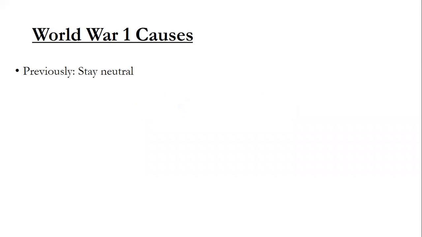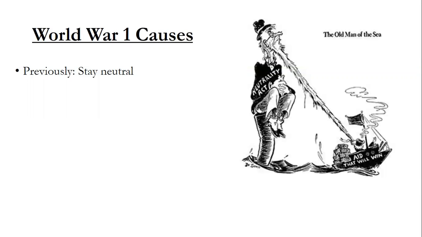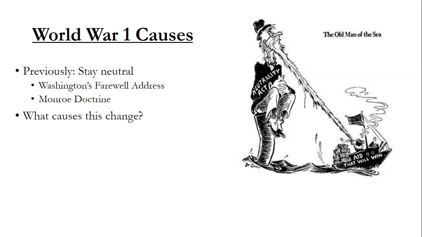First thing you got to understand is the context. The United States previously was trying to stay neutral. We do not want to get involved in European affairs. We see this as a European war. This goes all the way back to George Washington's farewell address, his Neutrality Acts, and the Monroe Doctrine. So we have a lot of establishment to stay out of European affairs. So what caused this to change?